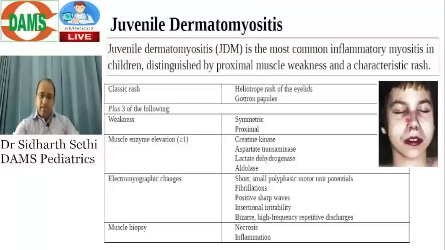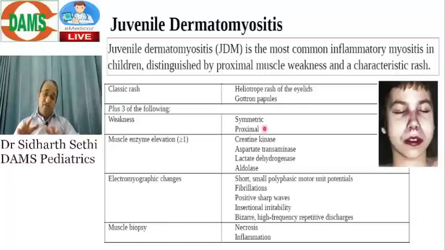Number one, they have a heliotrope rash of the eyelids. You can see here a child with heliotrope rash on the nose, on the face and the eyelids. And today we showed you the Gottron's papules over the metacarpals, over the back of the hands. So this is the classic rash. Now plus three of the following, any three: weakness, which can be symmetric, proximal.